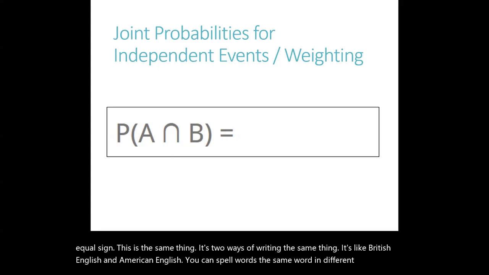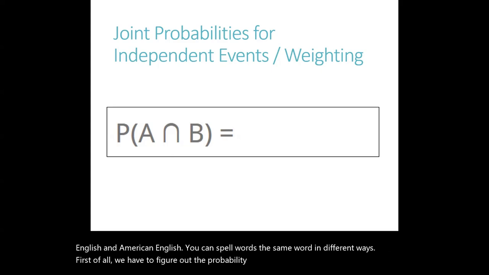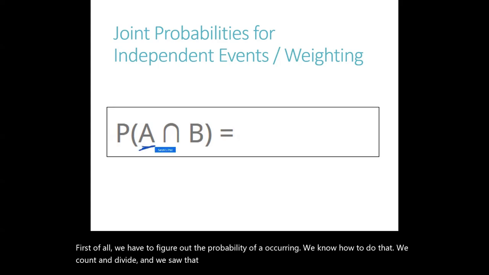Well, first of all, we have to figure out the probability of A occurring. We know how to do that. We count and divide, and we saw that. If you wanted to calculate it for the flights, we had that. We already talked that through.